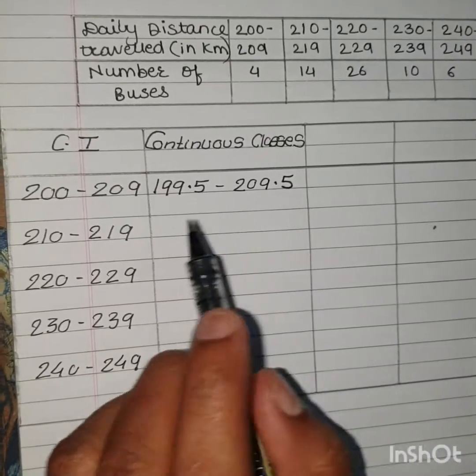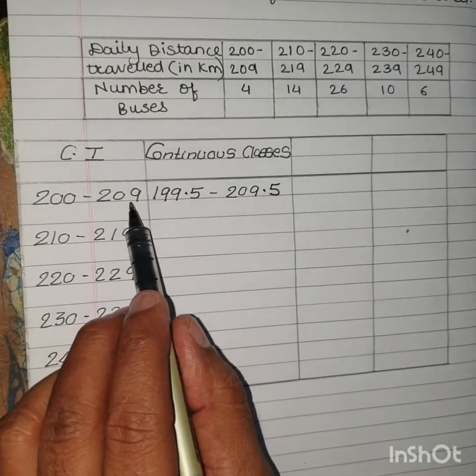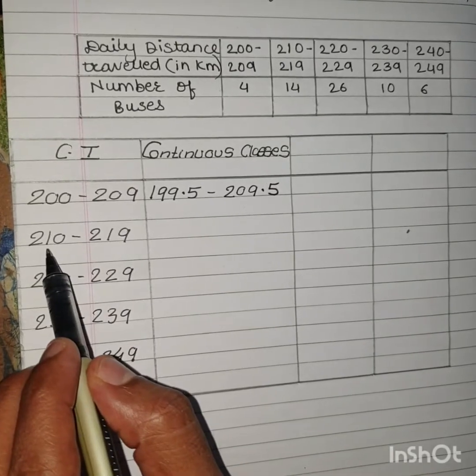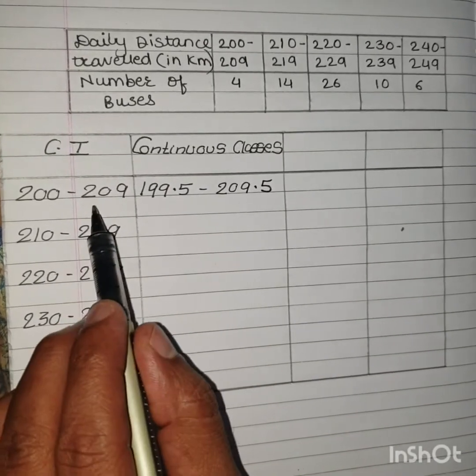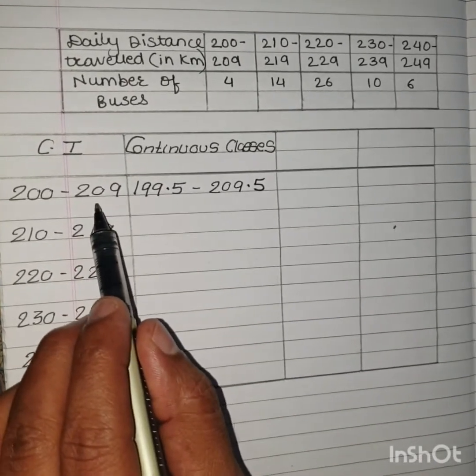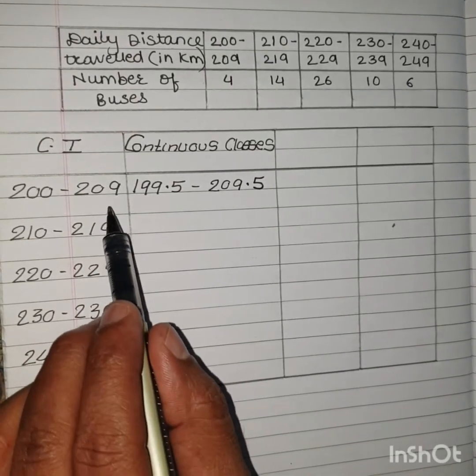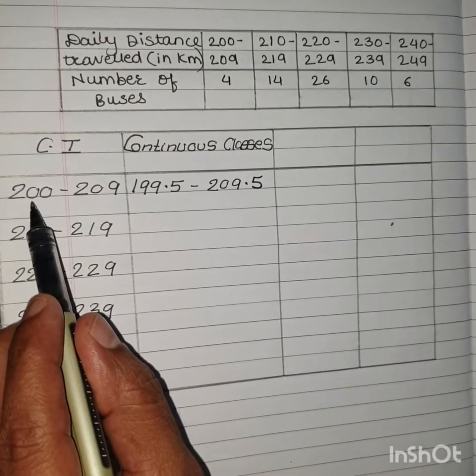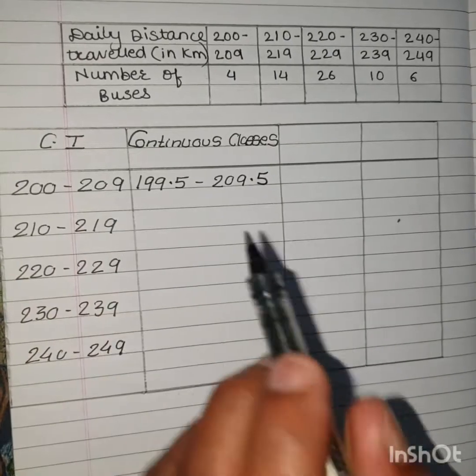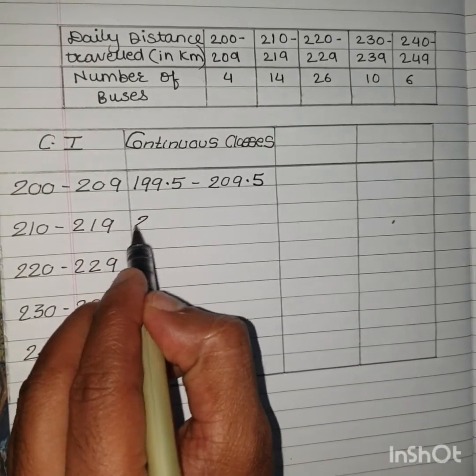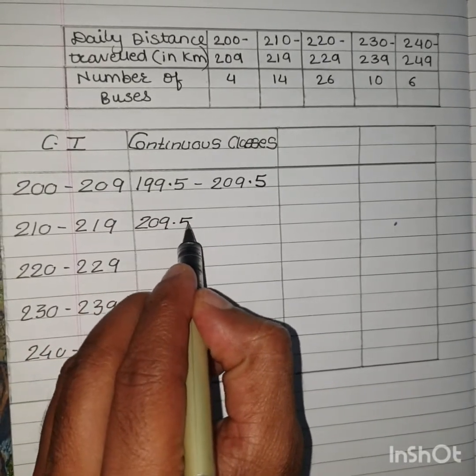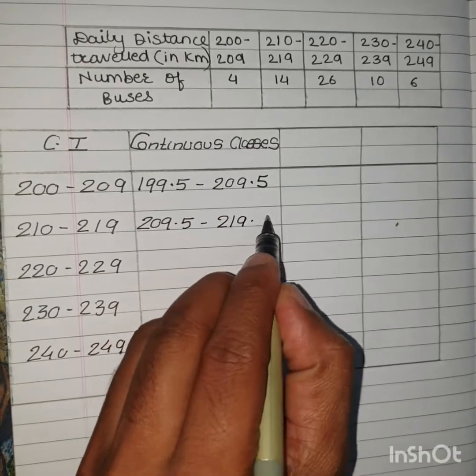Again I am repeating it. In this sum, the first class ends at 209, second class starts at 210. So the difference is of 1. Divide the difference by 2, 1 upon 2, answer is 0.5. Subtract it from the lower limit and add it to the upper limit. 210 minus 0.5 will be 209.5 to 219.5.